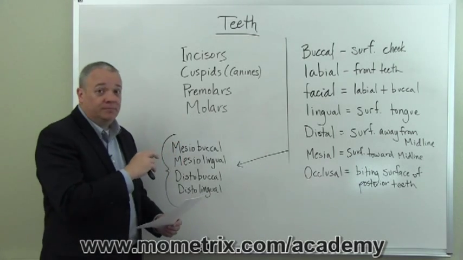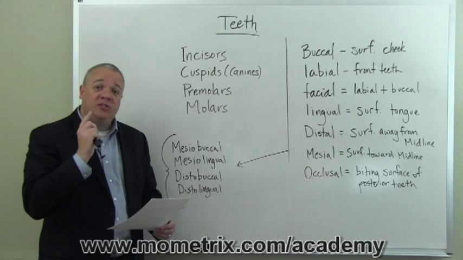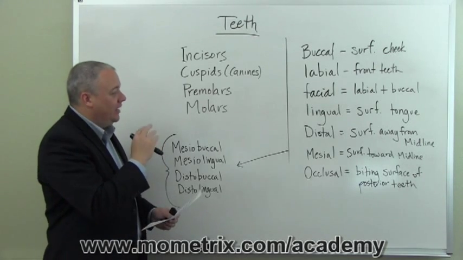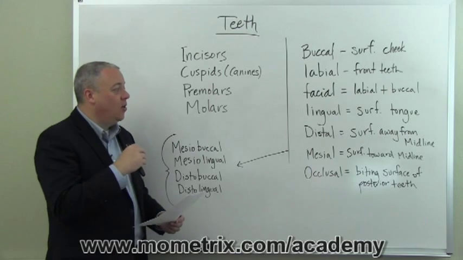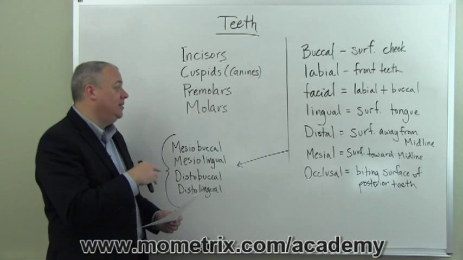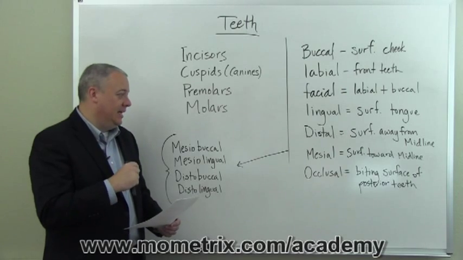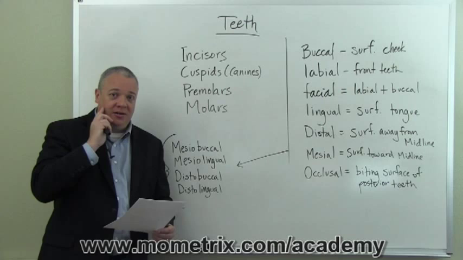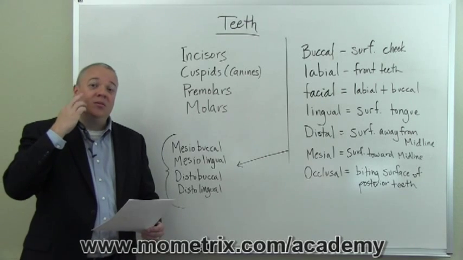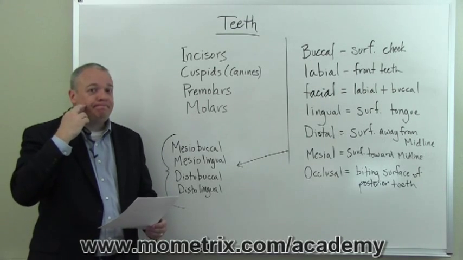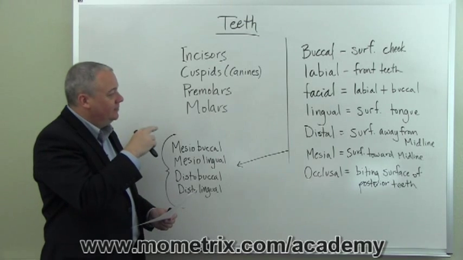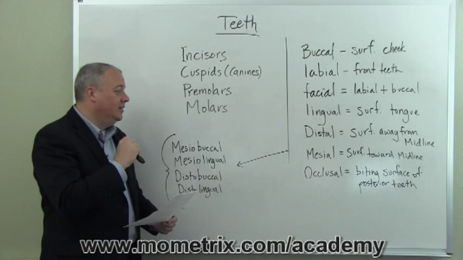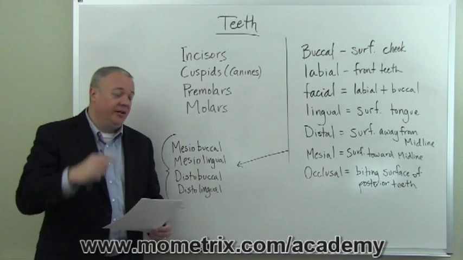Then we have the lingual surface, which is the surface closest to the tongue. This would be on the inside of the teeth, basically. We've got the distal surface, which is the surface away from the midline, and the mesial surface, which is the surface toward the midline. And then we have the occlusal surface, which is the biting surface of the posterior teeth. This would be the portion that we masticate or chew with in the back. So distal, surface away from the midline; mesial, surface toward the midline; occlusal, biting surface of the posterior teeth.